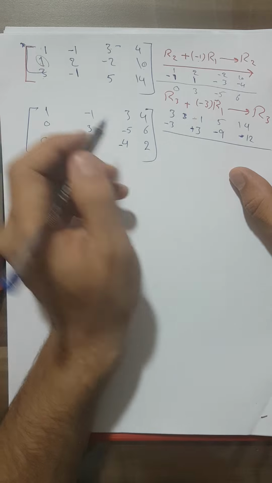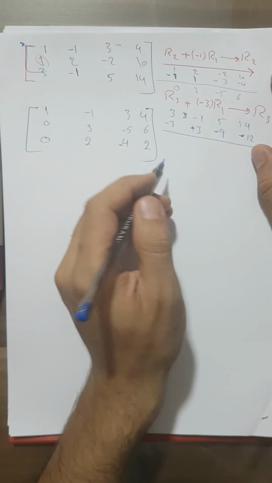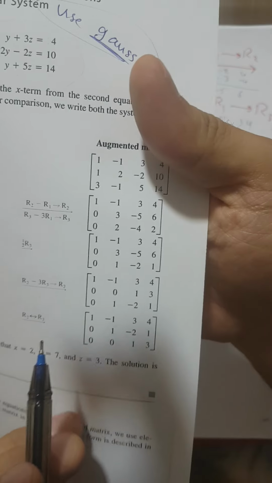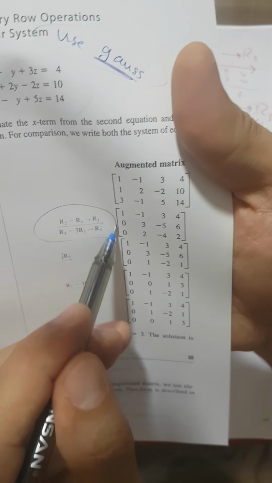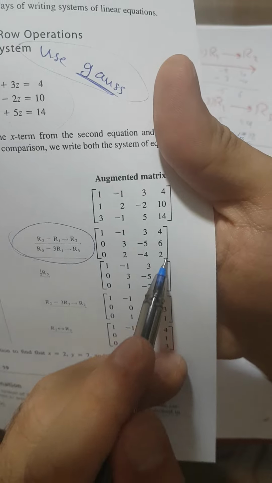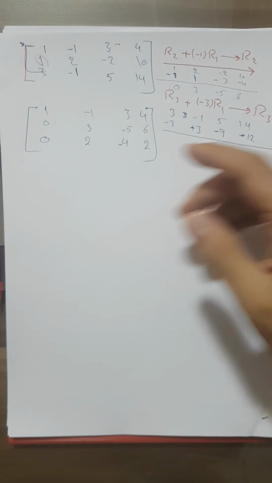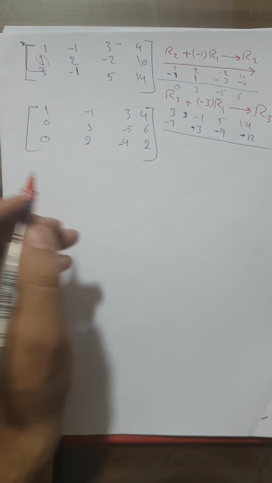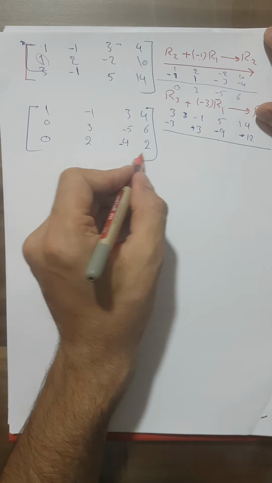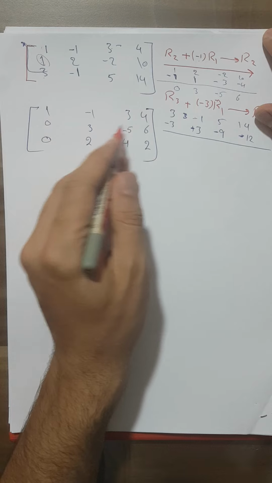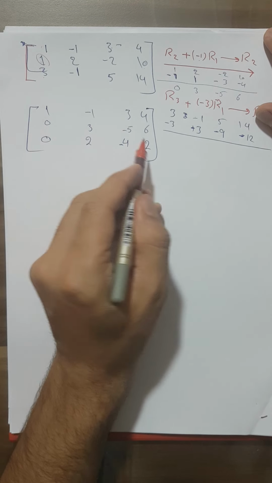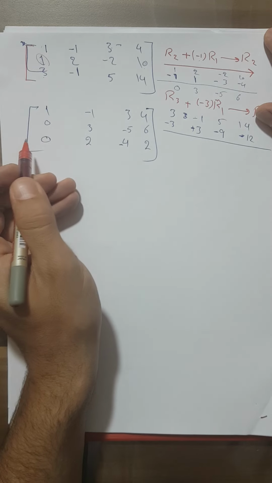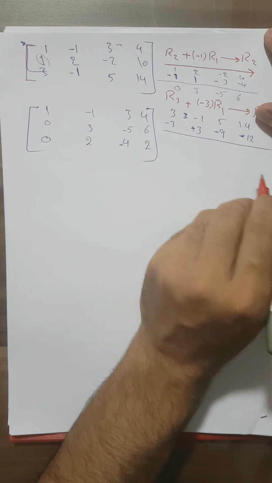You can see the solution in your lecture notes, page 93. Here's the result. Now it's time to see if there's a common factor here or not. Can we divide this row by any number? No. Can we divide this one by any number? No. Can we divide this one by any number? Yes. By what? We can say by 2.